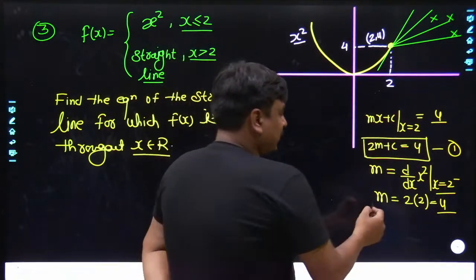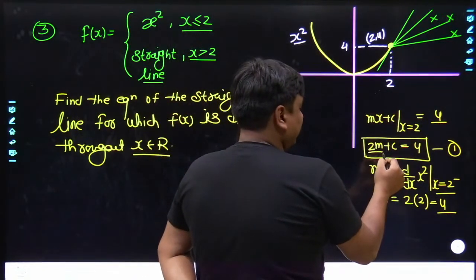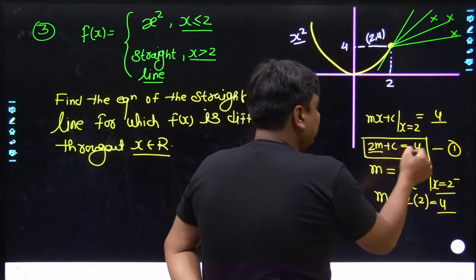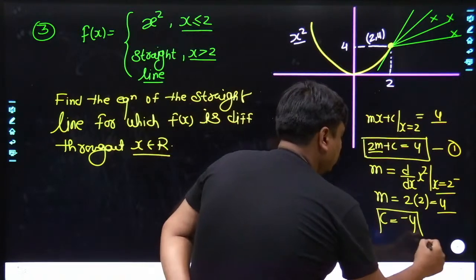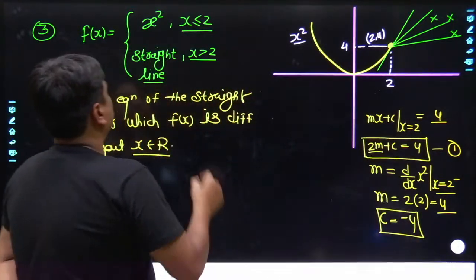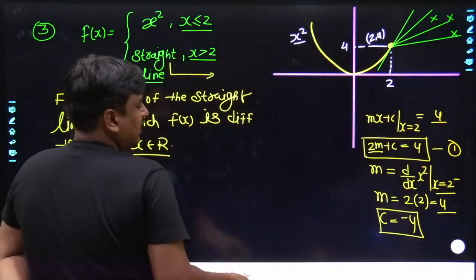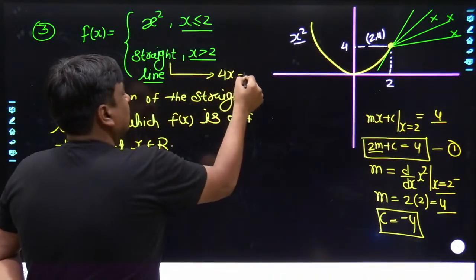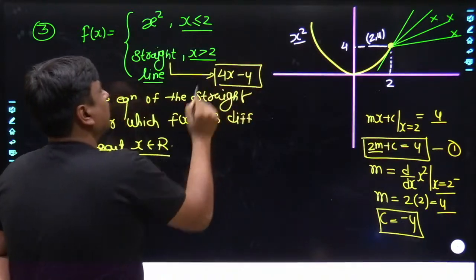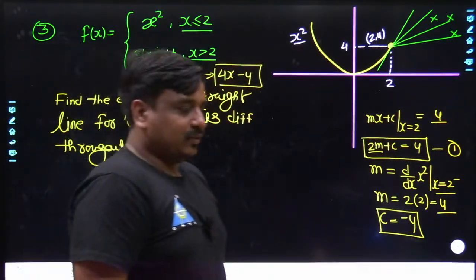So once you have m as 4, you can feed m as 4 over here. So it becomes 8. The c becomes 4 minus 8. The c would become minus 4. So may I know what would be the equation of the straight line? The equation of the straight line is going to be mx plus c, and that is 4x minus 4.